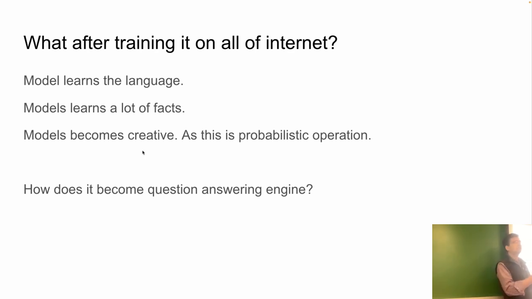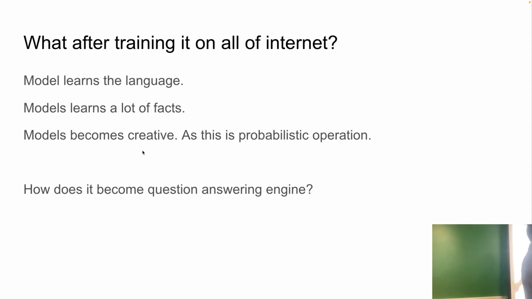For example, the chemical engineering poem. It didn't exist anywhere on the internet, but it came up with it because it knows probabilistically what to do, right? What the chemical engineering field is. Then I told it to make it rhyme, so it basically chose the words which rhymed, and that's how it came up with it.